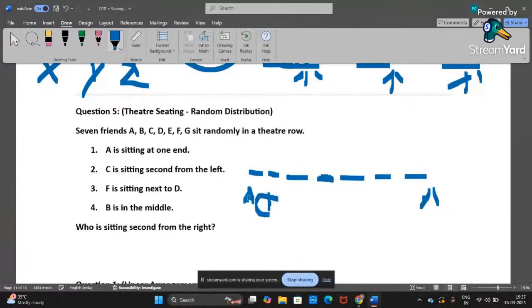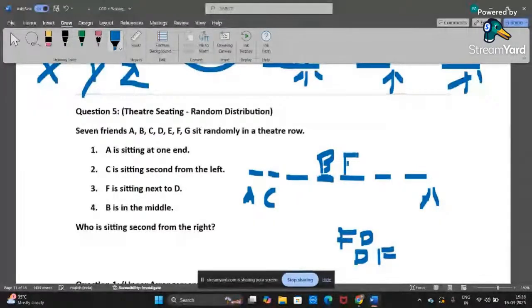C is seated here. F is sitting next to D. F and D can be like this or like this. B is in the middle. So F and D should be here, because there are no two gaps here, right? So it should be here itself.